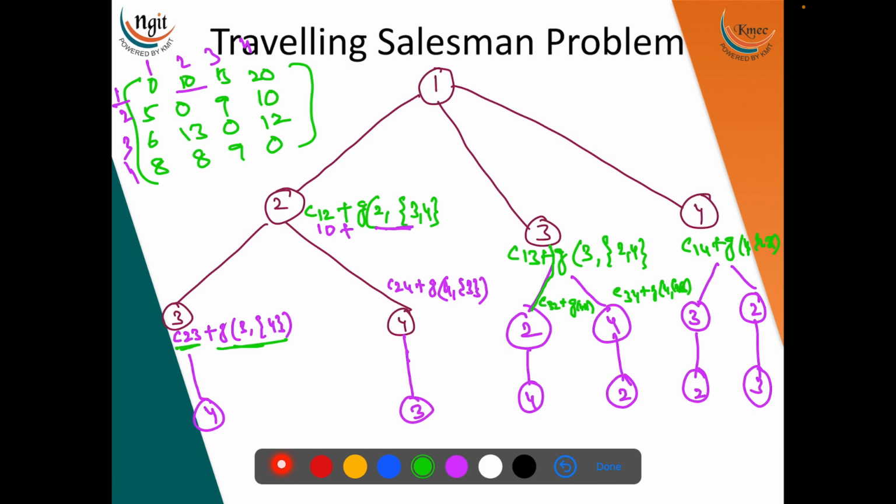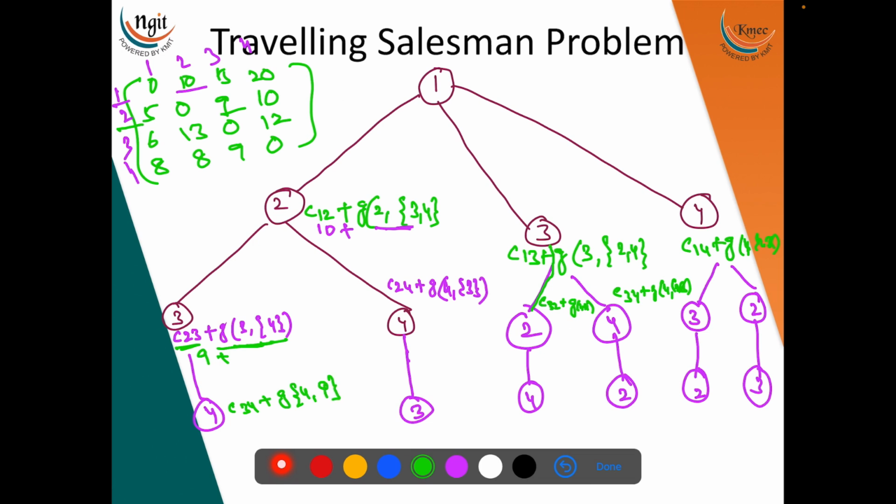You know this value. C23 value is what? 239. You know this 9, but you don't know what this value is. To get this value you have to come down. What is it down there? Here you should take the C34 value plus G(4, pi) value.